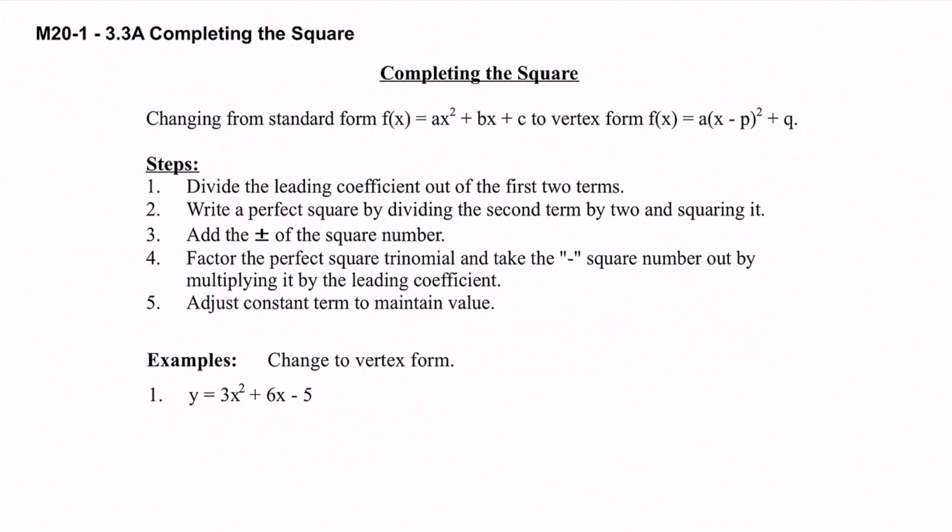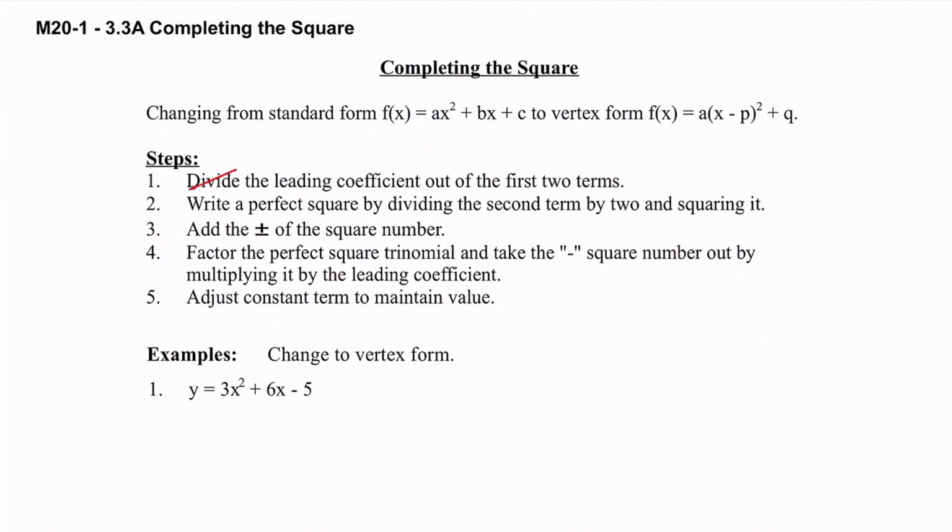Let's go through them quickly, and then we're going to have 4 examples to look at. Step 1 says divide the leading coefficient out of the first 2 terms. A better word than divide is factoring out the leading term. If there is a leading term, like down in this one there's a 3, we're going to want to factor that out. Really important, we do it only out of the first 2 terms. Do not try to factor it out of the third term.